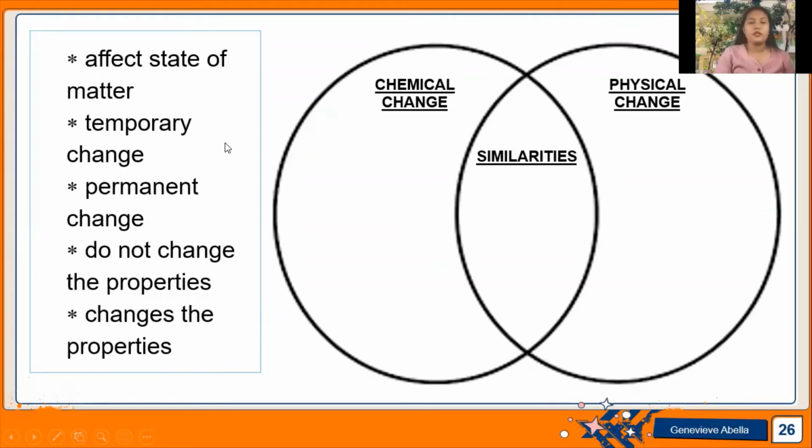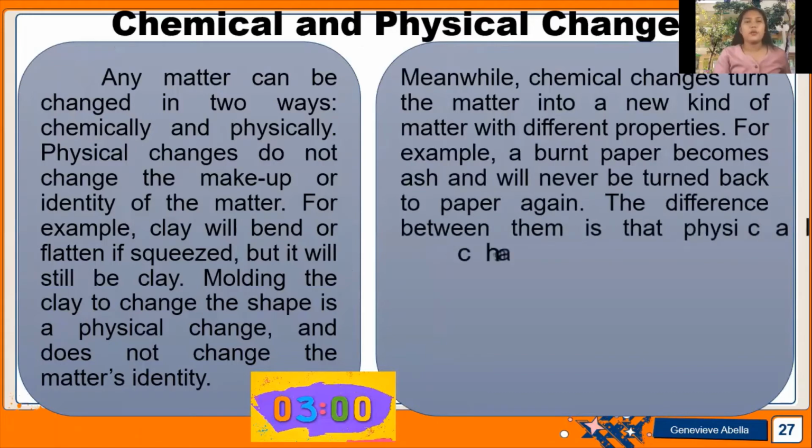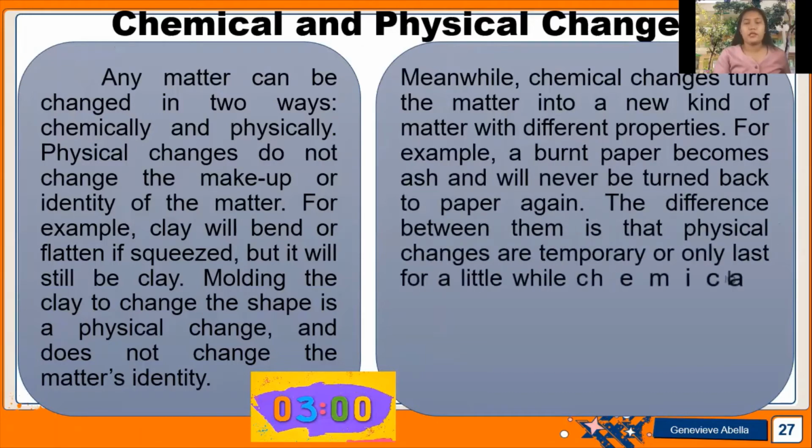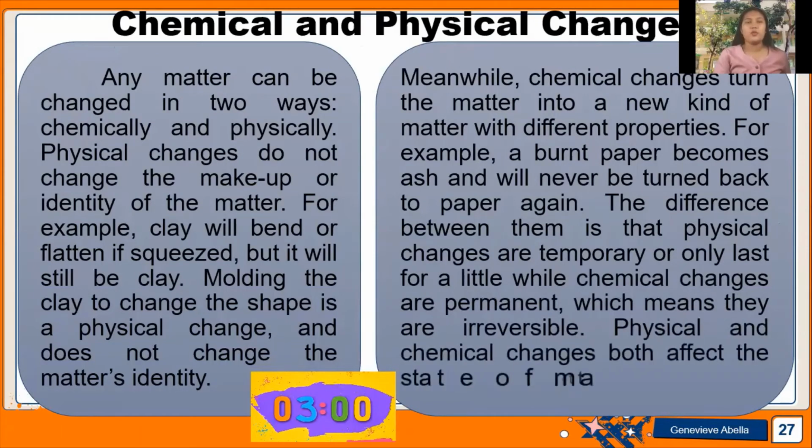So after reading the text, you are to identify the following changes, whether it is chemical change, physical change, or it both happens to chemical and physical change. So this is the text that you will read about the chemical and physical change. This is the given text that we will read, which is all about the chemical and physical changes. I will be giving you 3 minutes to read this one, and your time starts now.